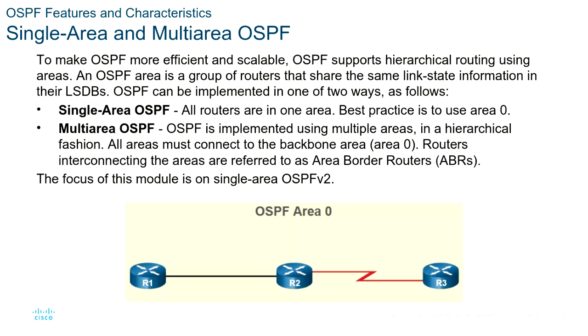So in a single OSPF area, all routers are in one area, and we should use area 0. So all the stuff we're going to do right now for CCNA is single area OSPF only. When you get to the CCNP and advanced routing, they will cover multi-area OSPF. But we're going to just use single area OSPF version 2, which means for IP version 4. If you're running IP version 6, you would use OSPF version 3 to cover that. But we don't have to worry about that for the purpose of the regular CCNA.